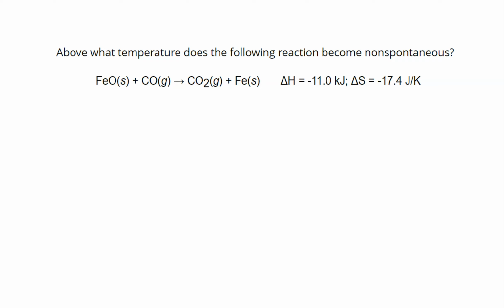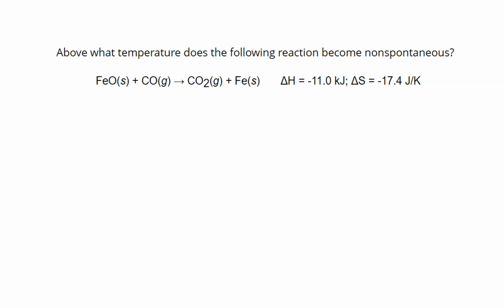Above what temperature does the following reaction become non-spontaneous? For the reaction, we here have solid iron oxide plus carbon monoxide gas reacts, forming carbon dioxide gas and solid iron. So we're just abstracting the oxygen from the iron oxide to form CO2. And we have given values of enthalpy of negative 11.0 kilojoules and change of entropy for the reaction of negative 17.4 joules per Kelvin.